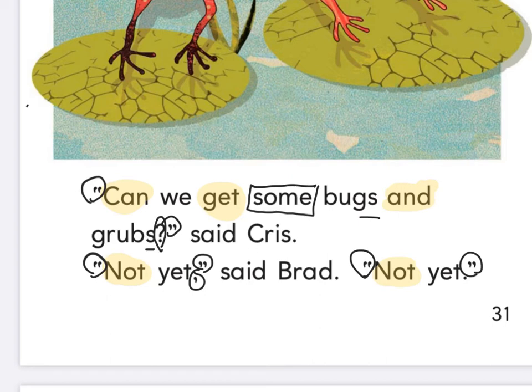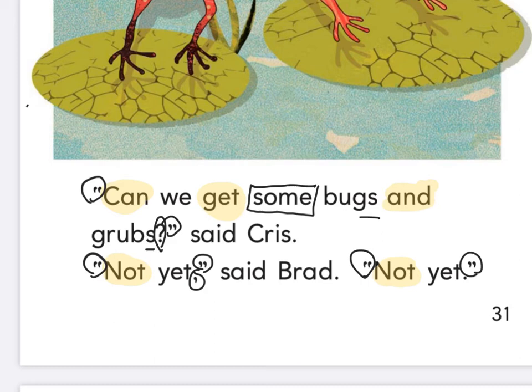Okay, fingers ready under the word can. Somebody's talking here. Let's read it. Fingers ready, ready, and read. Can we get some bugs and grubs? Said Cris. Not yet, said Brad. Not yet. So what does not yet mean? Can you tell somebody not yet? Does it mean never, ever, ever? No, it means just not right now, right?